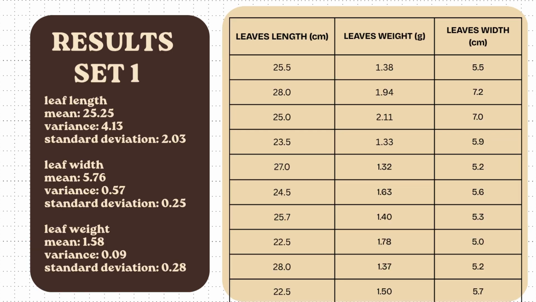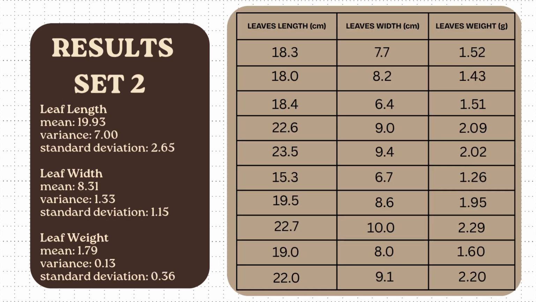The result of set 1. The leaf length has a mean of 25.25, variance 4.13, standard deviation 2.03. The leaf width has a mean of 5.76, variance 0.57, and standard deviation 0.25. The leaf weight has a mean of 1.58, variance 0.09, and standard deviation 0.28.